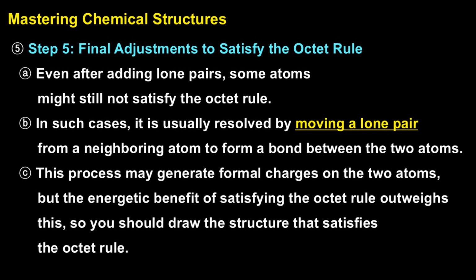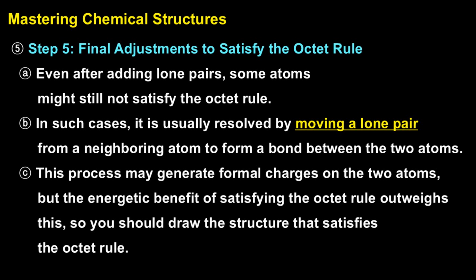Alright, now let's make the final adjustments to make sure that as many atoms as possible satisfy the octet rule. Sometimes, even after we've placed all the lone pairs, a few atoms still might not have a complete octet. When that happens, we need to fix it by moving a lone pair from a neighboring atom and turning it into a bond. Now, doing this might create formal charges, but here's the key point.